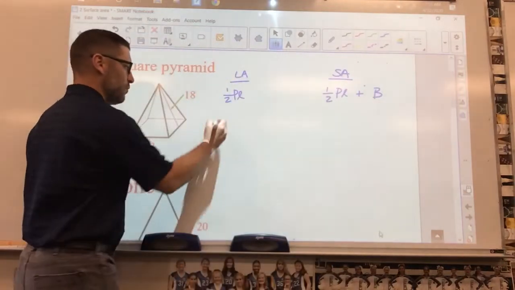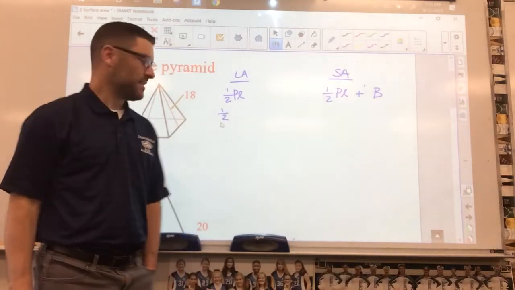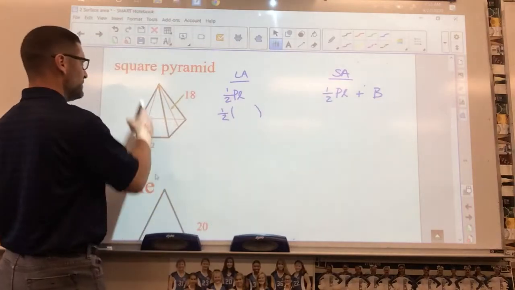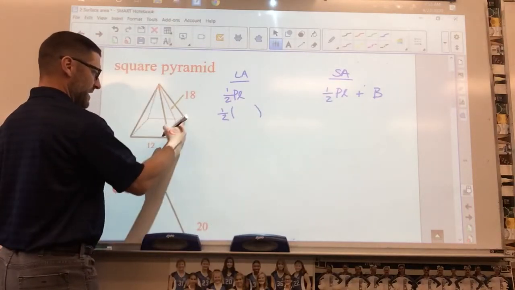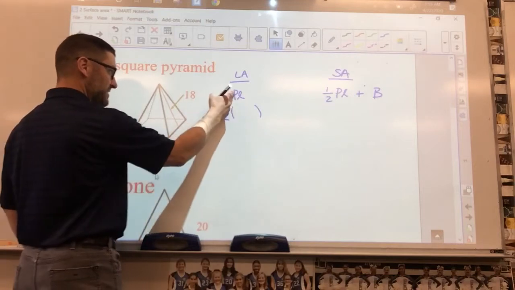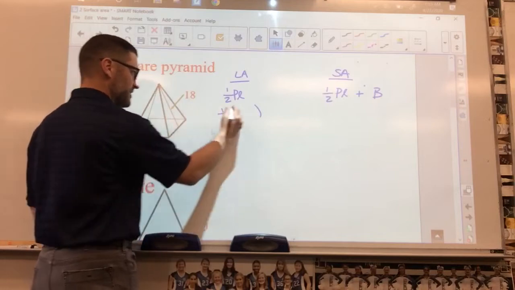Okay? So 1/2. P stands for perimeter of the base. So I'm going to take the base here of the square pyramid, and I'm going to find around the outside of the base. So 12, 12, 12, 12. P stands for perimeter of the base. So 12 plus 12 plus 12 plus 12 is 48.